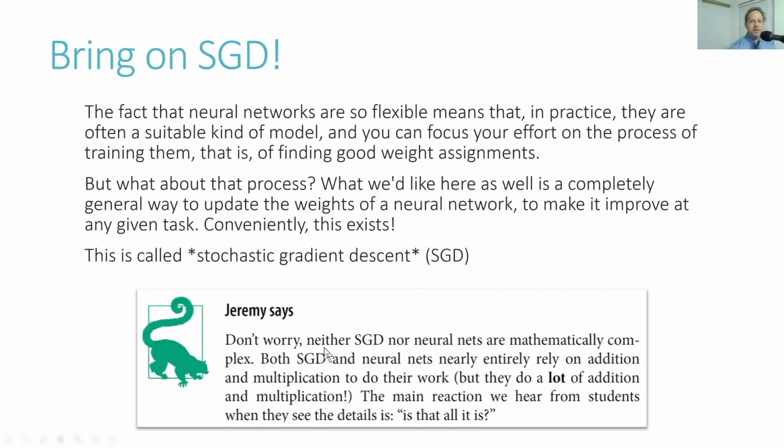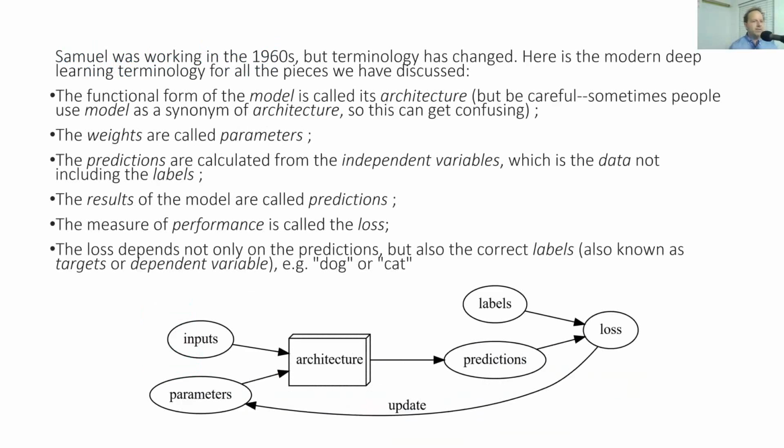I will tell you this, though. Neither SGD nor neural nets are at all mathematically complex. They are nearly entirely addition and multiplication. The trick is it just does a lot of them, like billions of them, so many more than we can intuitively grasp, but they can do extraordinarily powerful things. But they're not rocket science at all. They're not complex things. And we'll see exactly how they work.